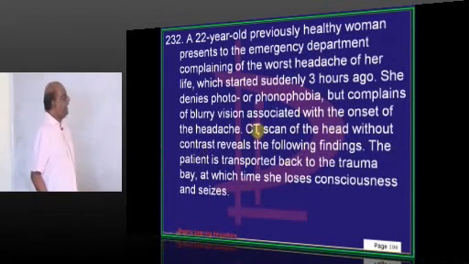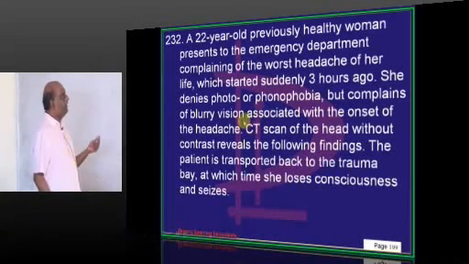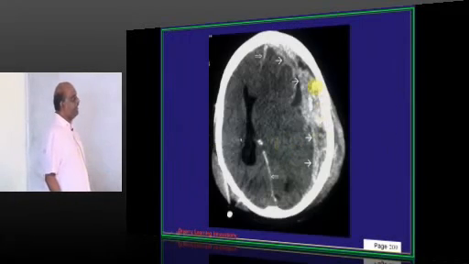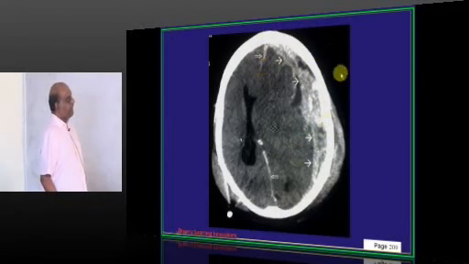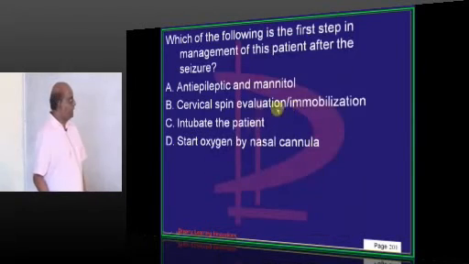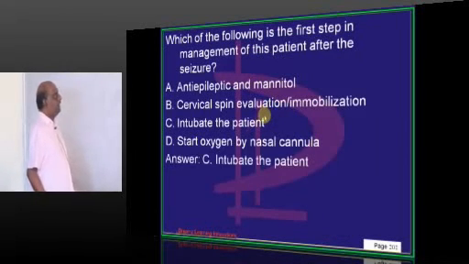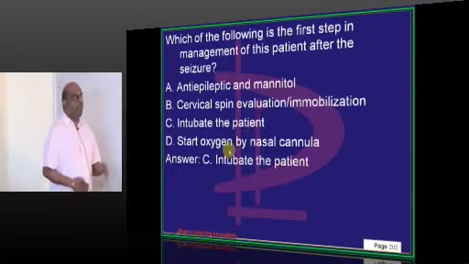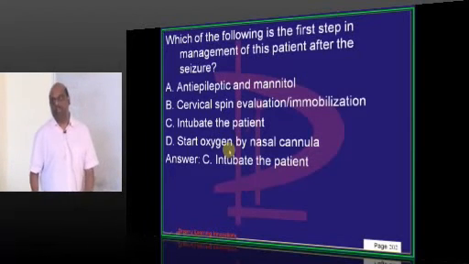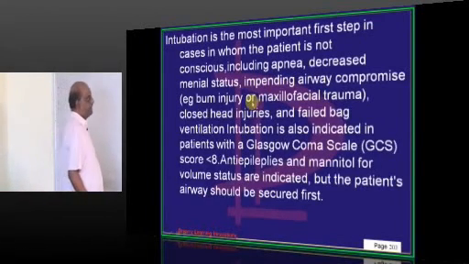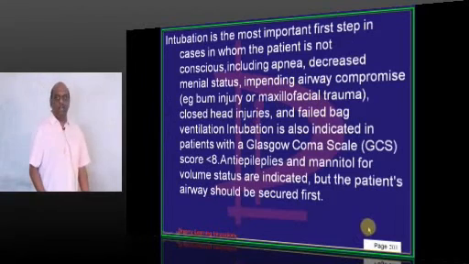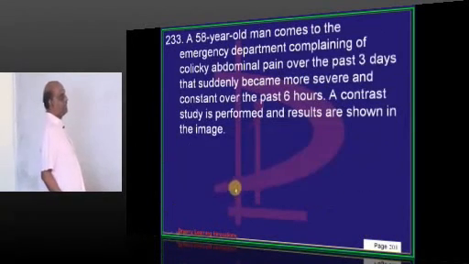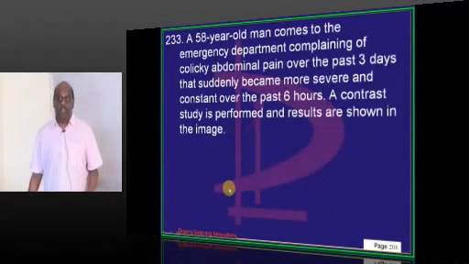Now there is the worst headache, phonophobia, photophobia, blurred vision. CT of the head is typically showing the presence of intracranial hemorrhage, and airway, breathing, circulation. So intubate the patient first. That is what needs to be done, especially when the Glasgow Coma Scale is less than 8.